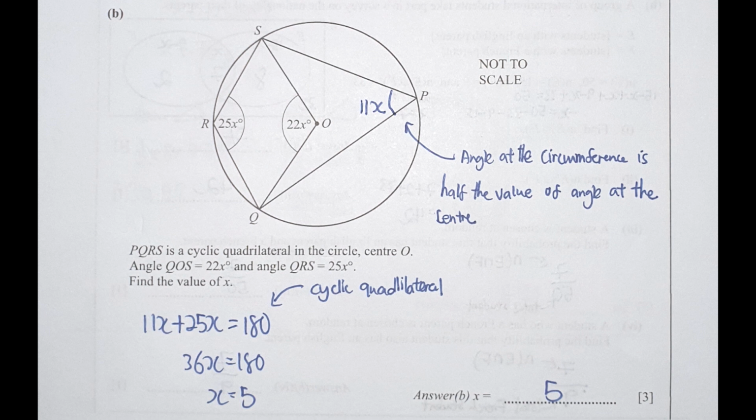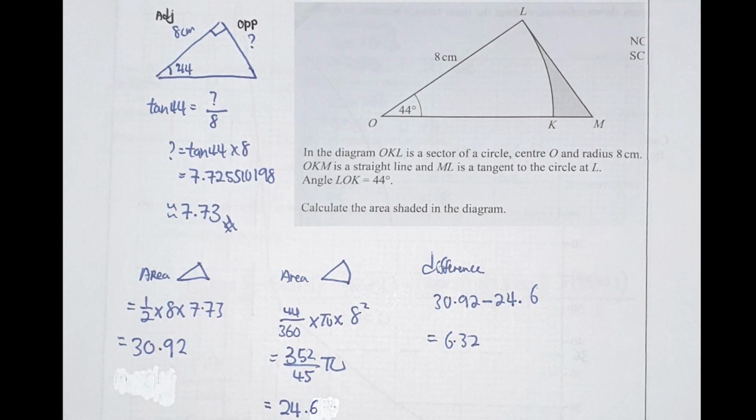As for part C, the first thing that I did was to calculate LM's value because it is actually a right angle triangle. Okay, so how do I know that? It's because OL is a radius and LM is a tangent line, so it will automatically form a 90-degree angle over there. I'll be using tangent for this calculation because LM is the opposite and 8 cm is the adjacent. So you will get LM's value as 7.73.